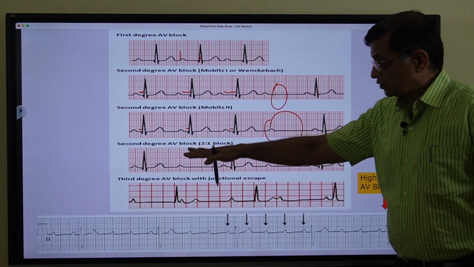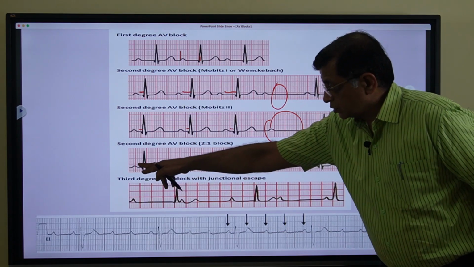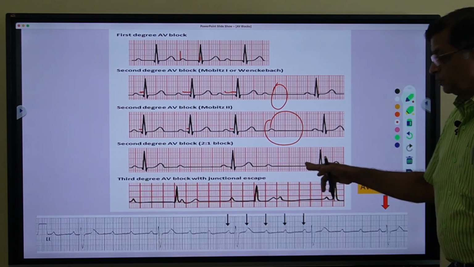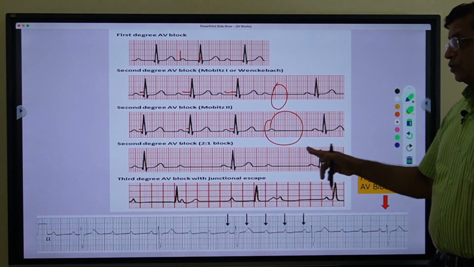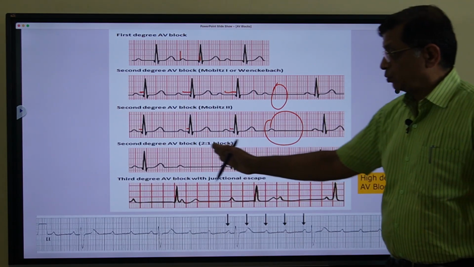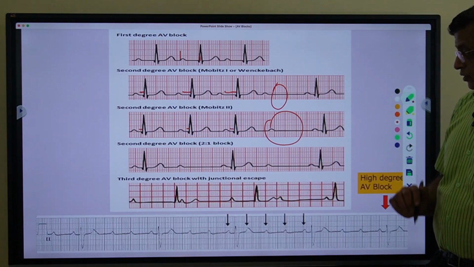In the fourth ECG from the top, we have something called 2:1 AV block. So this is PQRST, then this P is not getting conducted, again PQRST, this P is not getting conducted. In such an ECG, it is difficult to distinguish whether it is Mobitz type 1 or Mobitz type 2. So in such cases, you may require a long strip or some maneuvers to decide which block it is.